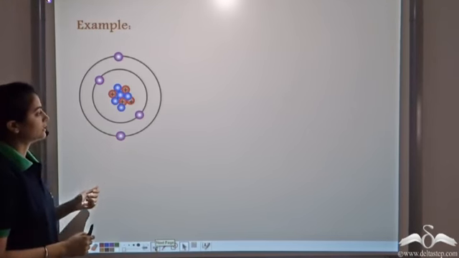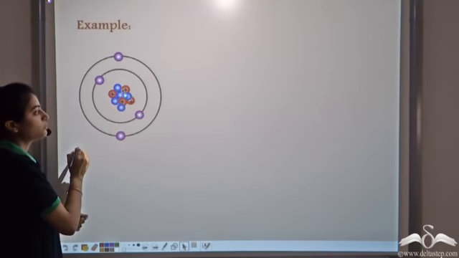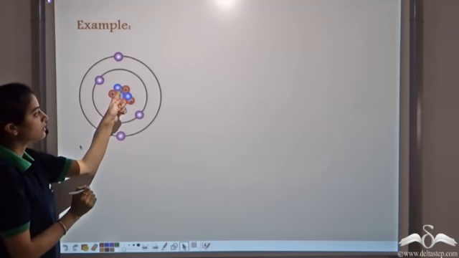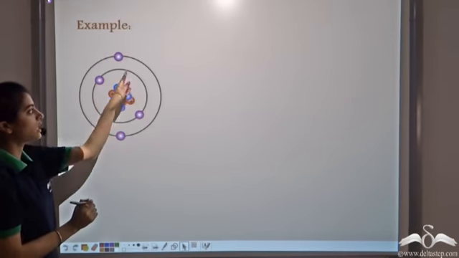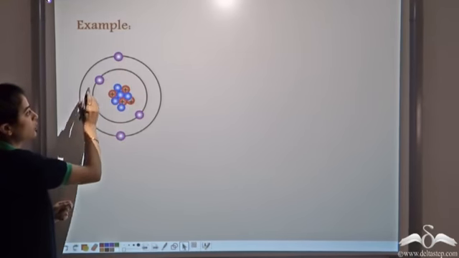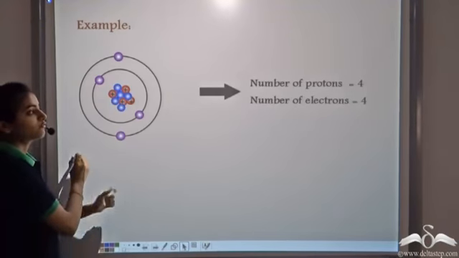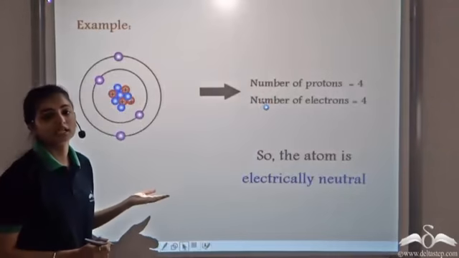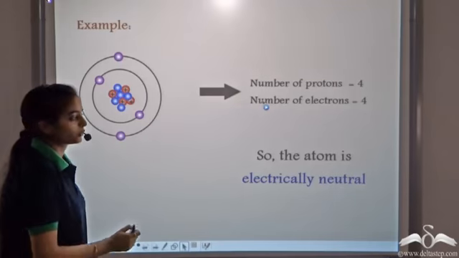So let's look at an atom here. The protons are depicted by the red circles with a positive sign in them. So let's count the number of protons. We have 1, 2, 3, 4 protons, and the electrons revolve around the nucleus. So let's count the electrons. 1, 2, 3, 4. So in this atom, we have 4 protons and 4 electrons. This means that the atom is electrically neutral. That is, the number of electrons is equal to the number of protons.